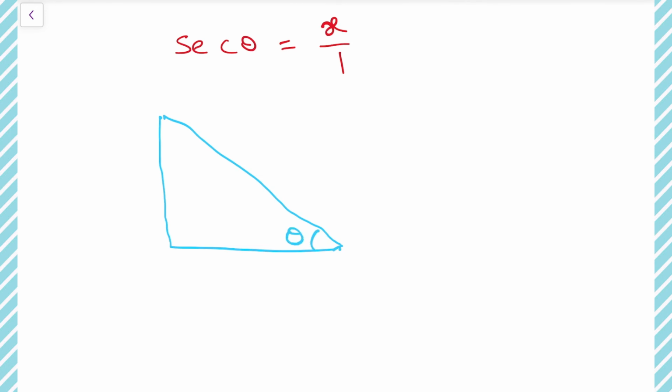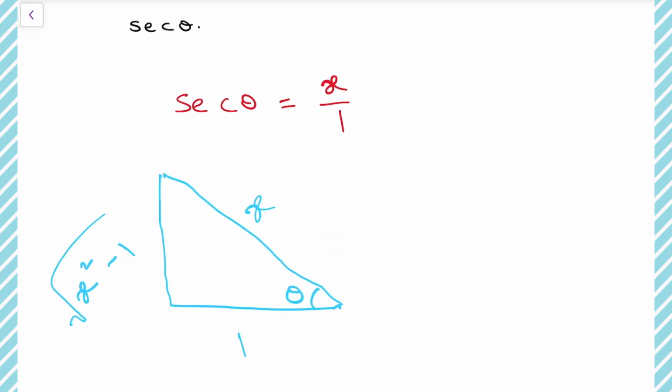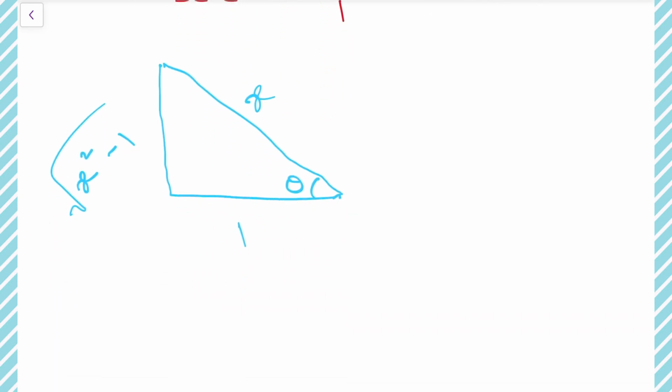So secant is nothing but hypotenuse by adjacent. So this is hypotenuse, this is adjacent. So by using the Pythagoras theorem, we can find this one, that is under root x square minus 1. So he's asking to find the tan theta value, right? Then tan theta equals opposite by adjacent. So opposite is here, under root x square minus 1, divided by adjacent is 1.